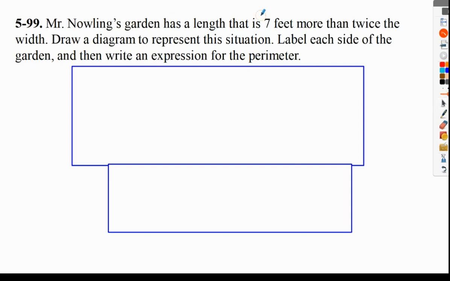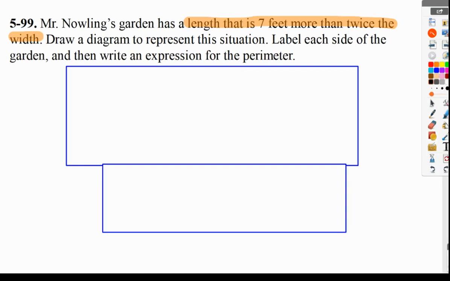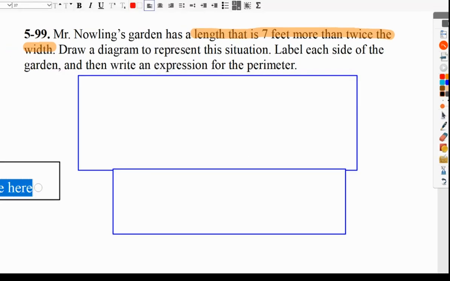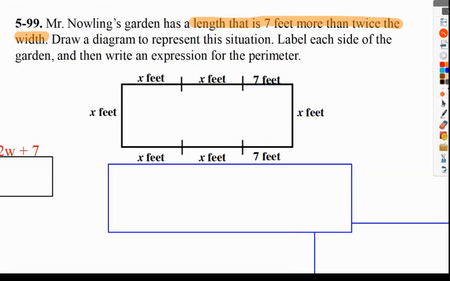So the key information is that the length is 7 feet more than twice the width. One way you could draw that out is to use W for the width. If the length is 7 feet more than twice the width, well, twice the width would be 2W, and 7 feet more than that would be plus 7. Another way that they drew it out is they used X for the width, and then they showed 2X, the twice the width, and the extra 7. Either way is fine, whatever makes more sense to you.